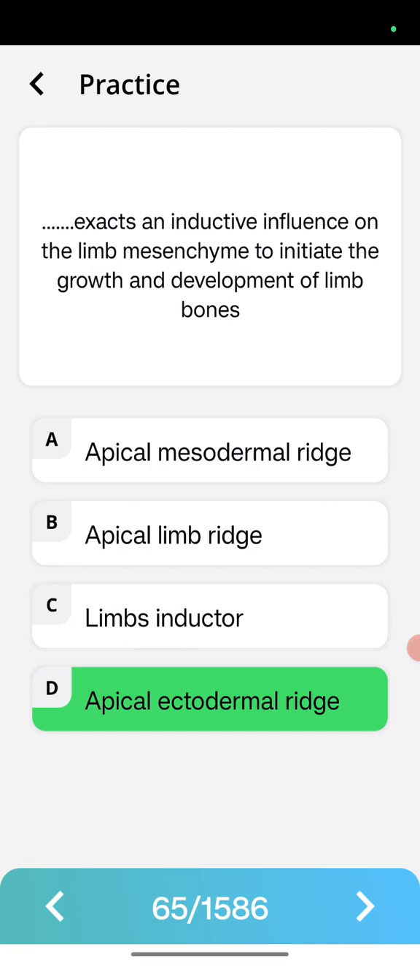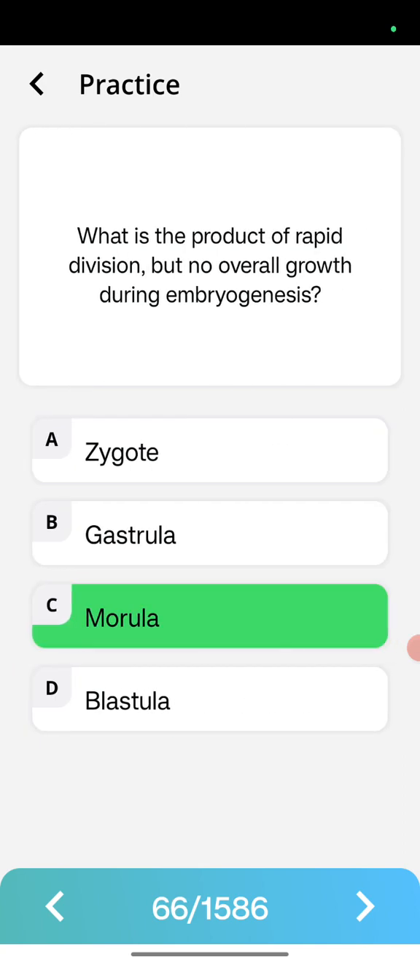Apical ectodermal ridge exerts an inductive influence on the limb mesenchyme to initiate the growth and development of limb bones. Apical ectodermal ridge. What is the product of rapid division but no overall growth during embryogenesis? Morula.